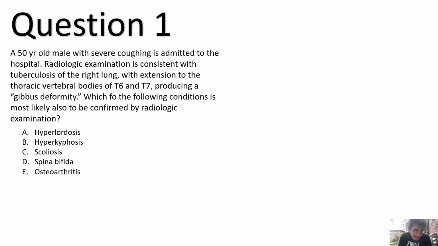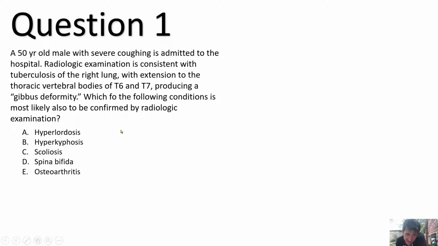We have a 50-year-old male with severe coughing admitted to the hospital. Radiologic examination is consistent with tuberculosis of the right lung, with extension to the thoracic vertebral bodies of T6 and T7, producing a gibbous deformity. Which of the following conditions is most likely also to be confirmed by radiologic examination? Hyperlordosis, hyperkyphosis, scoliosis, spina bifida, or osteoarthritis.